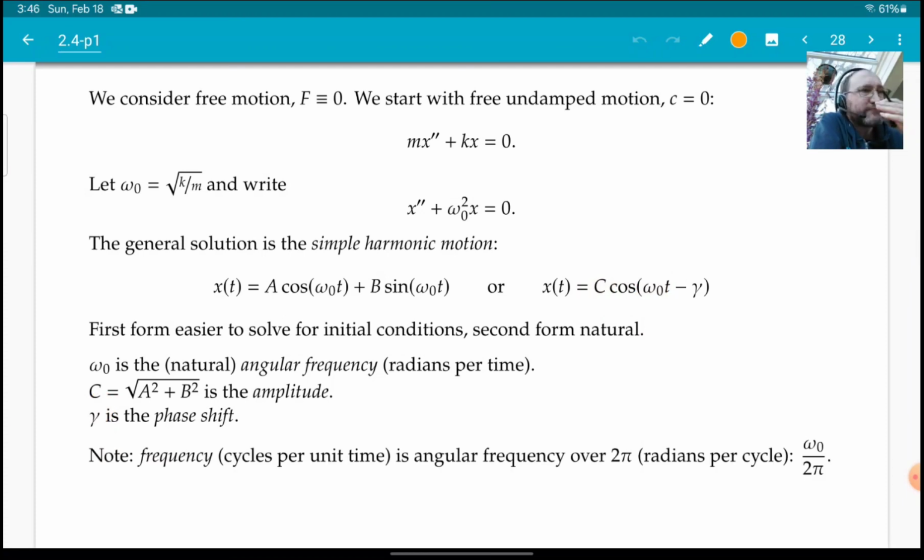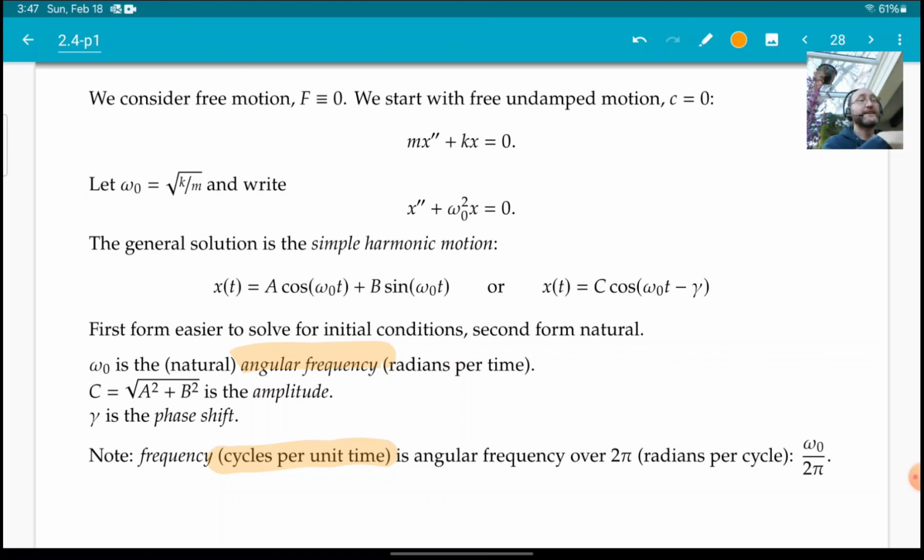So this was angular frequency, radians per unit time. Usually when you say frequency, it's cycles per unit time. If the mass is all the way at one end of the cycle, and I let it go all the way down and then back up to the other end, that's one cycle. It's this going back and forth, and then it just keeps repeating. Each one of these is a cycle.